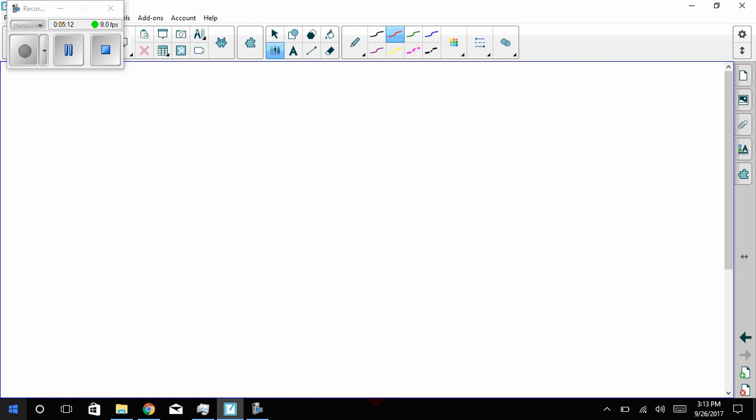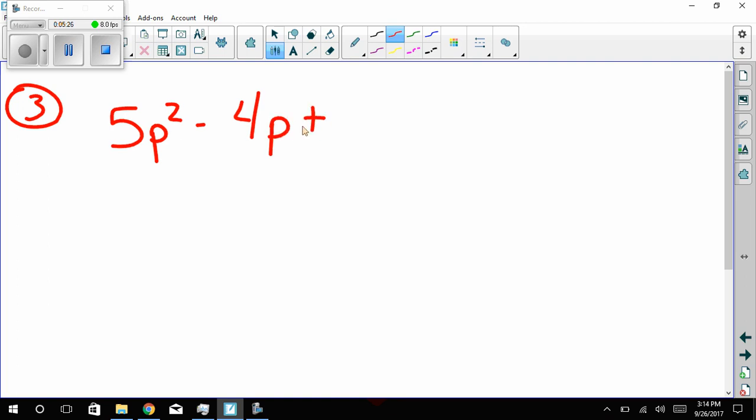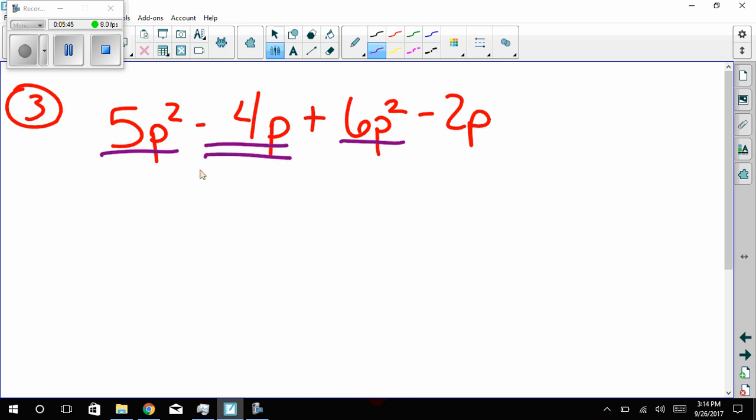Okay, let's try one with a few more things, identifying like terms and then combining like terms. All right, 5p squared minus 4p plus 6p squared minus 2p. First of all, let's identify like terms using our underlines. I want to underline with one underline other terms that are p squareds. The only other one there in this case is 6p squared. Then I'm going to move on. 4p is 2 underlines. Other ones that are just like it would be negative 2p.